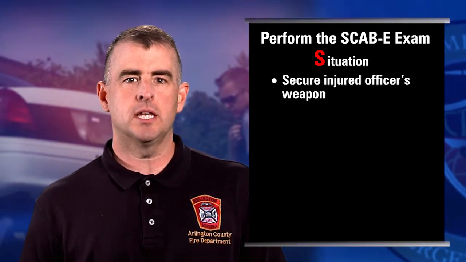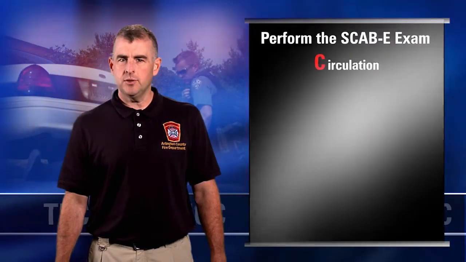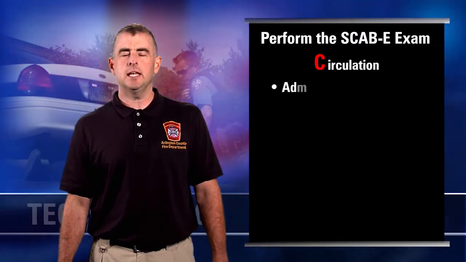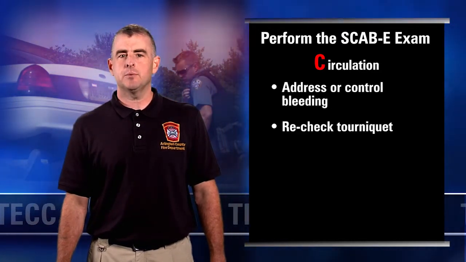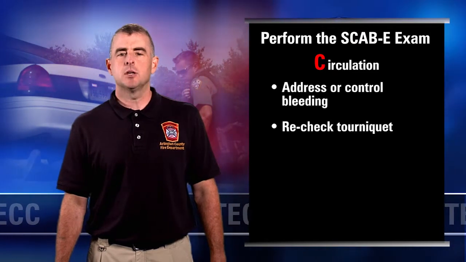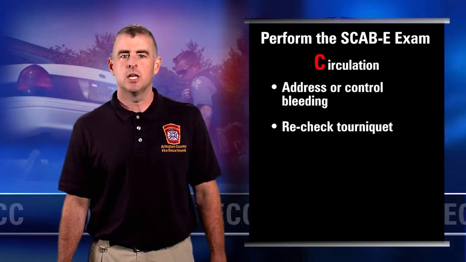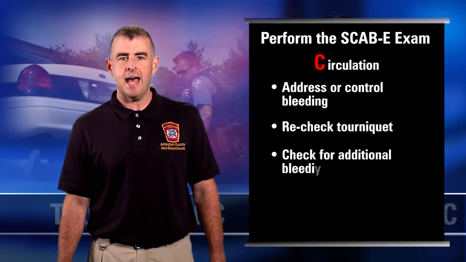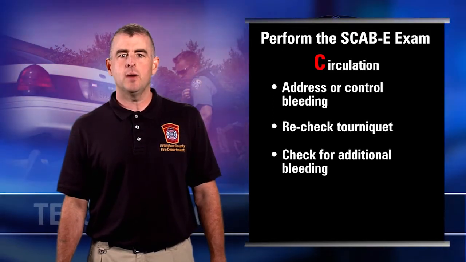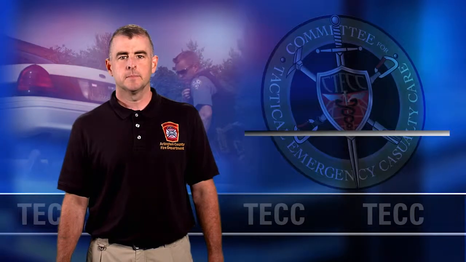Get control of the weapon as one of the first things you do in this phase of care. C stands for circulation. Continue to focus on addressing and controlling any life-threatening or massive bleeding. Recheck any tourniquet that was placed during direct threat care to make sure it was not dislodged during the evacuation to the warm zone. And recheck the patient for any massive bleeding that was not already recognized or addressed.